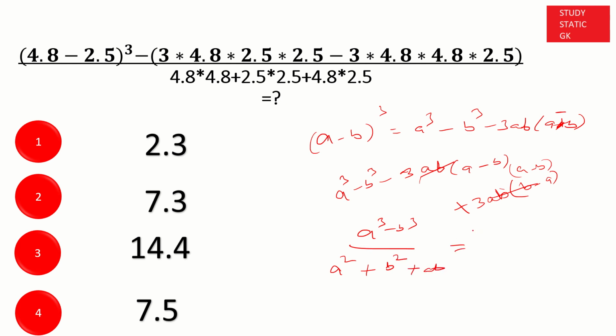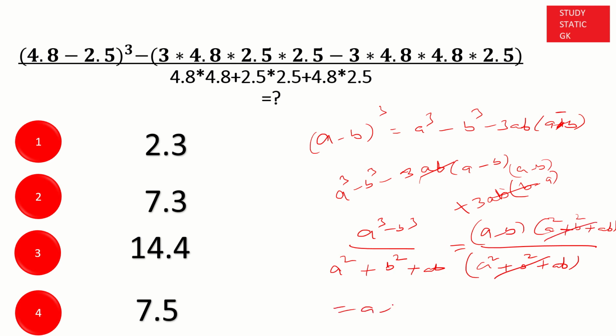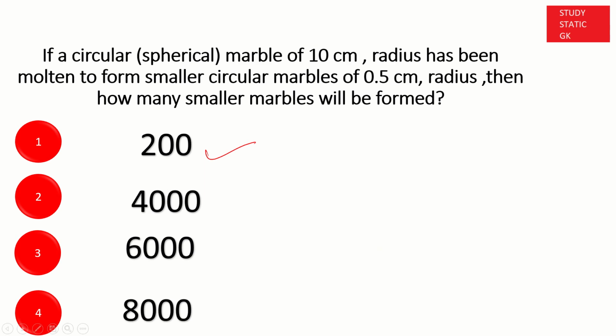So again a cube minus b cube, we have another formula, a minus b into a square plus b square plus ab, right? By again a square plus b square plus ab. So this will square off again. What is this? A minus b is the answer. So 4.38 minus 2.5, that is nothing but 2.3. This is the answer. 2.3 is the answer.